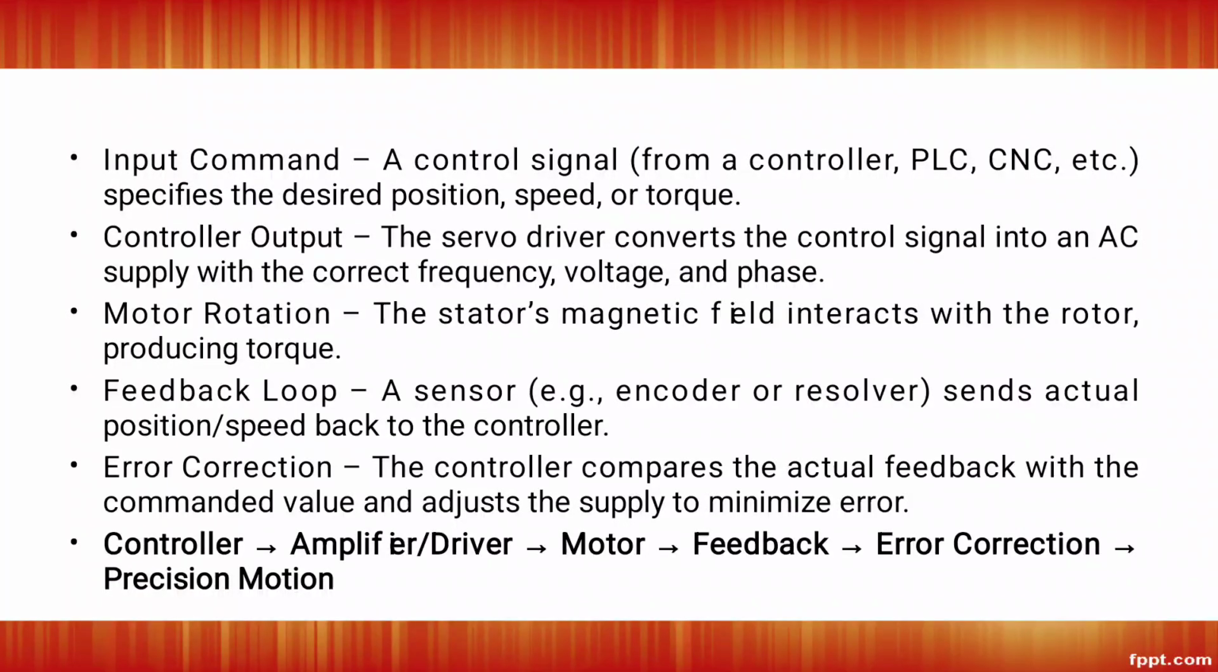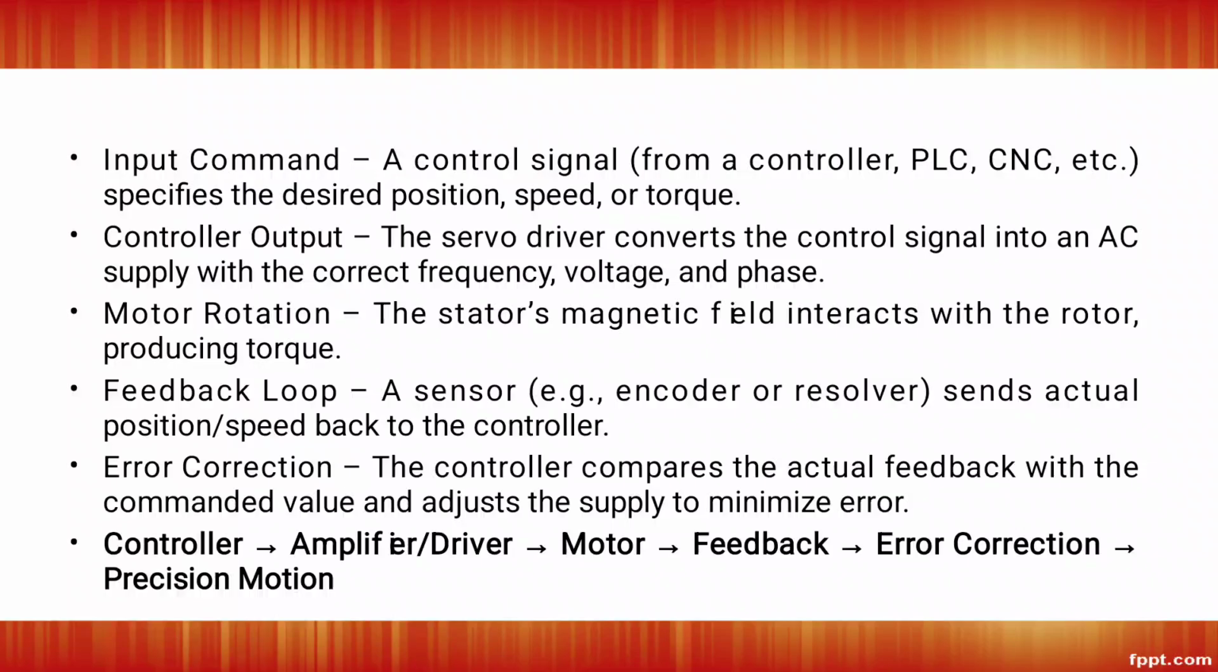Input command: a control system specifies the desired position, speed and or torque. In the control output, the servo driver converts the control signal into an AC supply with the correct frequency, voltage and phase. Next is motor rotation. The stator's magnetic field interacts with the rotor to produce torque. Feedback loop: a sensor sends the actual position or speed back to the controller. Error correction: the controller compares the actual feedback with the command value and adjusts the supply to minimize error.